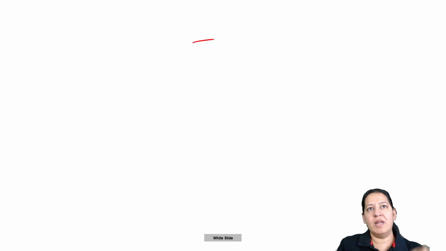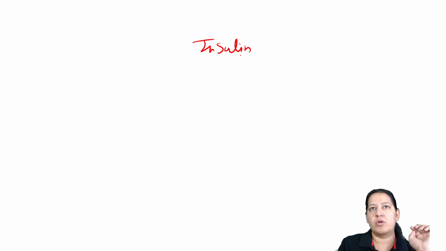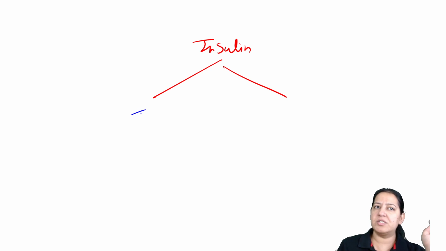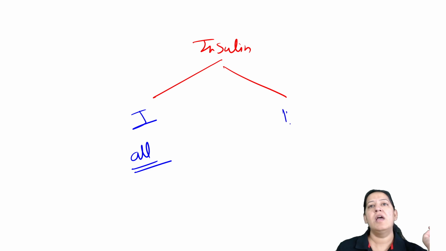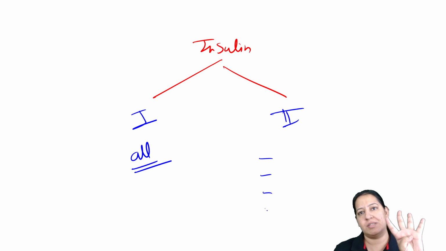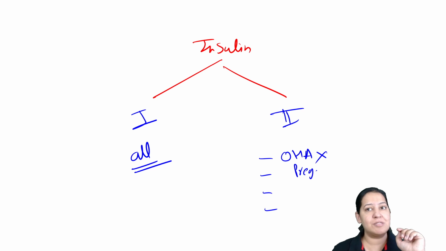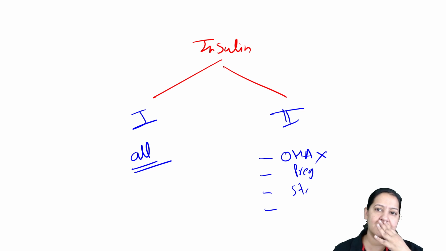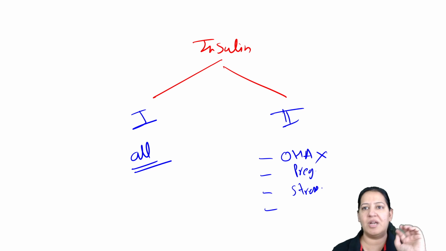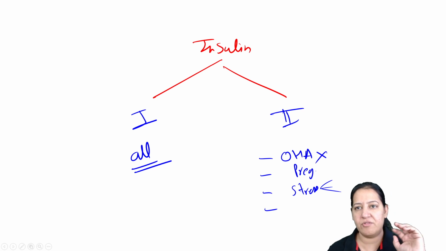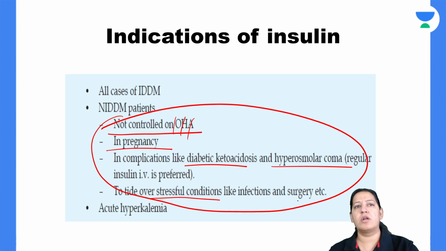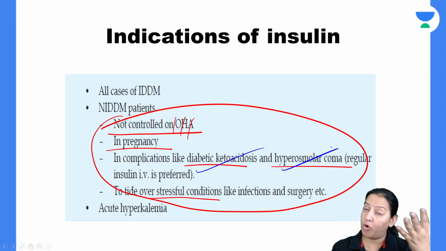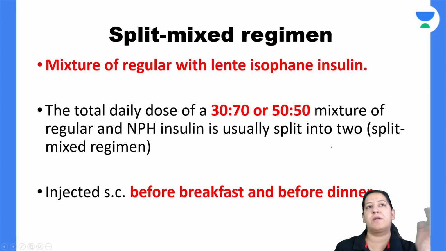So for insulin indications, you give insulin to all patients of type 1 without any exclusion. In type 2, you give it only in 4 situations. Number 1, if it is not controlled by OHA. Number 2, the patient is pregnant. Number 3, the patient is tiding over some stressful condition like burns, infection, surgery, right? And the 4th thing, I just forgot, the patient is in some complication of diabetes, ketoacidosis and hyperosmolar coma.